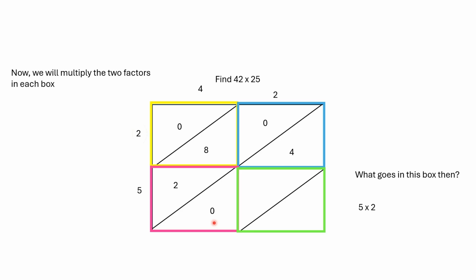What are the final two factors we will multiply for this last green box here? 5 and 2. 5 times 2 is 10, so we will place a 1 in the tens place since there is a 1 ten in 10, and a 0 in the ones place, since there is a 0 in the ones place for 10.